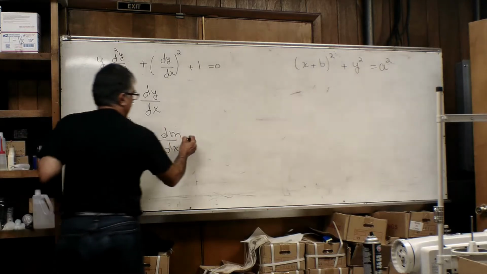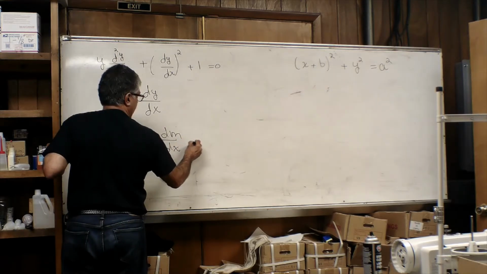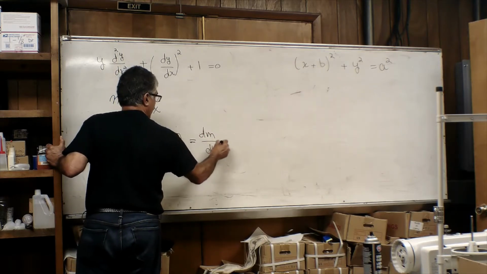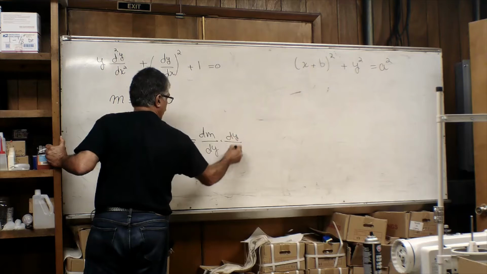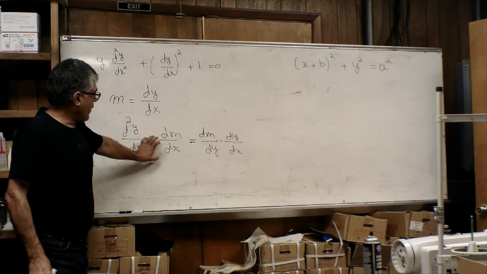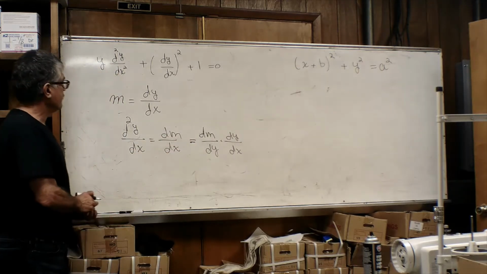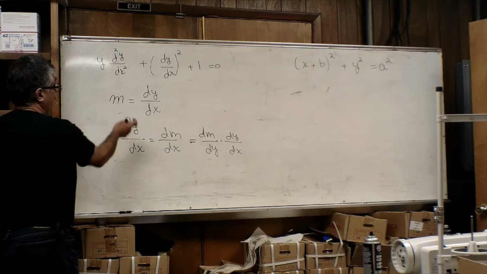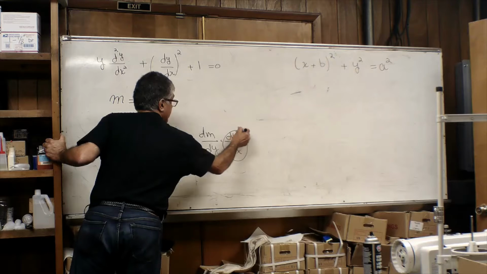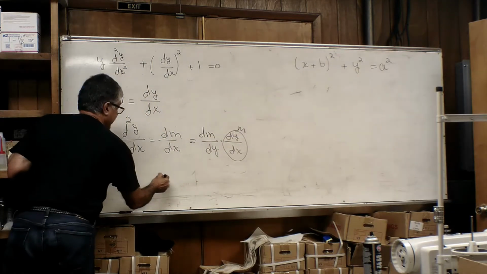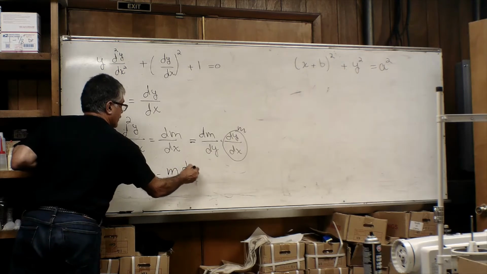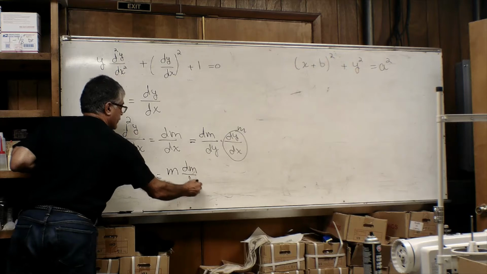So let's go ahead and write this as dm over dy multiplied by dy over dx. What we are doing is multiplying the top and bottom by dy. And we have already assumed that dy over dx is m, so this term is m. So our second derivative with respect to x is m dm with respect to y.